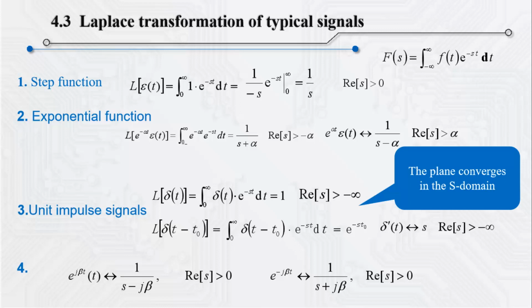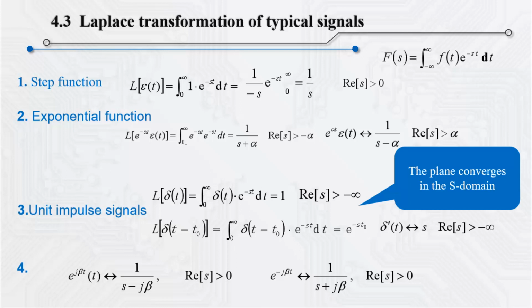In the same way, we can obtain that the Laplace transformation of e to the power of alpha t is 1 over s minus alpha. The convergence domain is sigma greater than alpha.